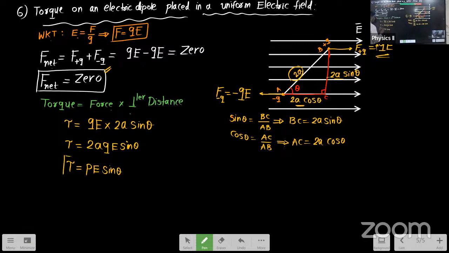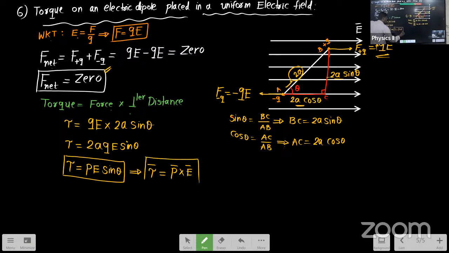So this is the formula for torque acting on an electric dipole placed in a uniform electric field. If I want to write the same thing in vector form, what will this become? Torque tau is equal to, see, electric dipole moment is also a vector, and electric field is also a vector. Electric dipole moment's direction is from where to where? It will be from negative to positive. So this will become tau bar is equal to P bar cross E bar.